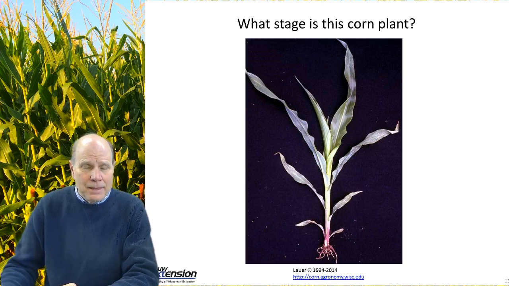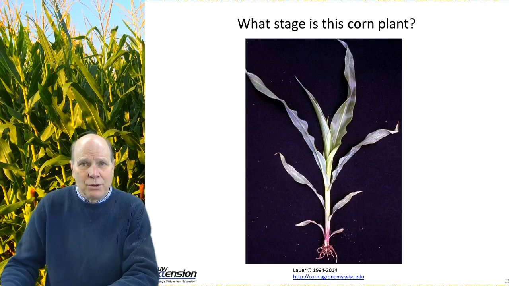Now, the hail adjusters would probably stage this as a V5 plant because this plant is starting to point down. The leaf is starting to point past horizontal. And that would be a V5 plant in the hail adjuster system.